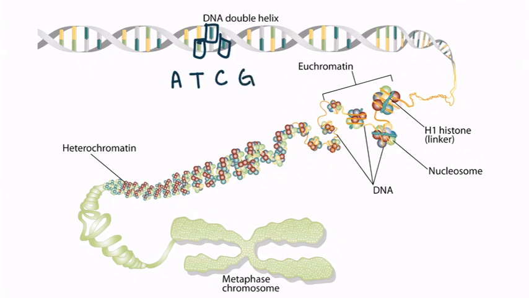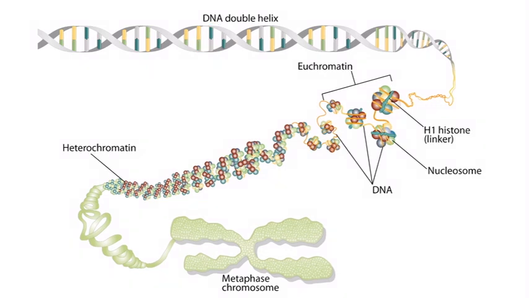Remember, adenine nucleotides on one strand pair with thymine nucleotides on the opposite strand. So A pairs with T. Likewise, guanine on one strand pairs with cytosine on the opposite strand. So C and G pair with each other. In this way, the two strands are complementary to one another.